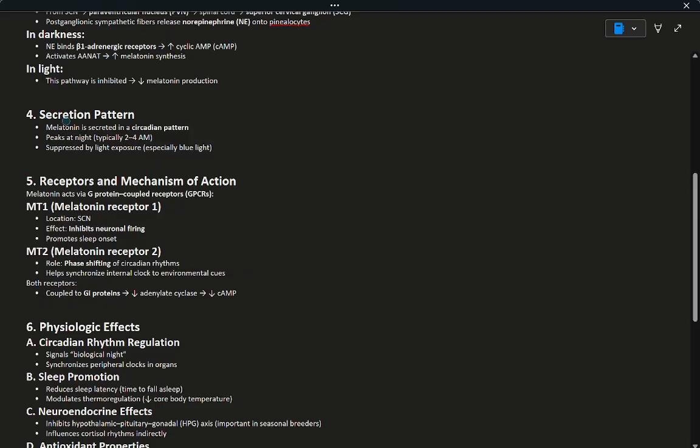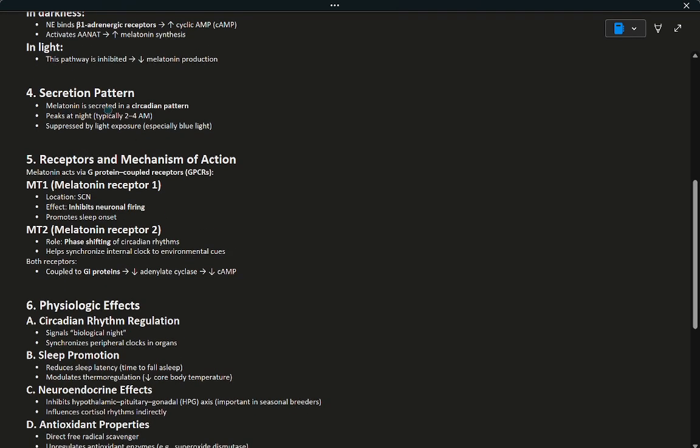Let's talk about the secretion pattern of melatonin. So the melatonin is secreted in a circadian pattern. So the secretion of melatonin peaks at night, typically from 2 to 4 a.m., and then it is suppressed by light exposure, especially blue light.